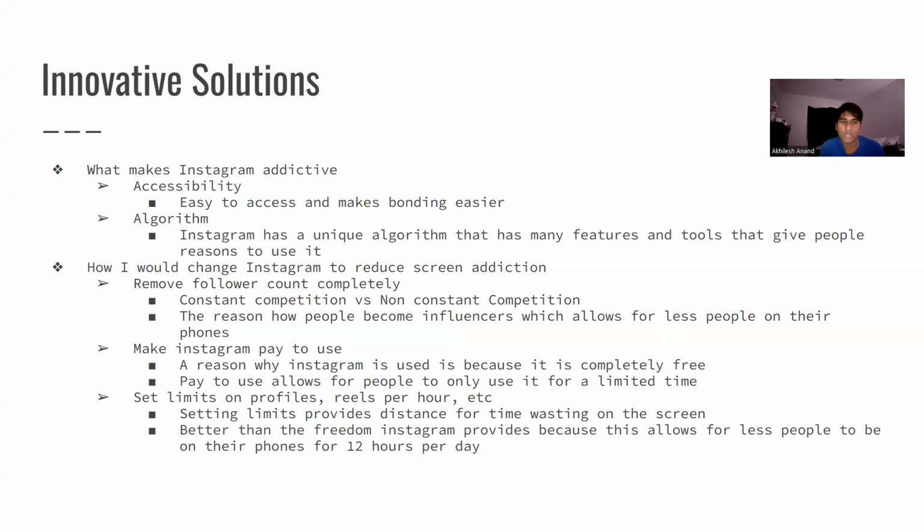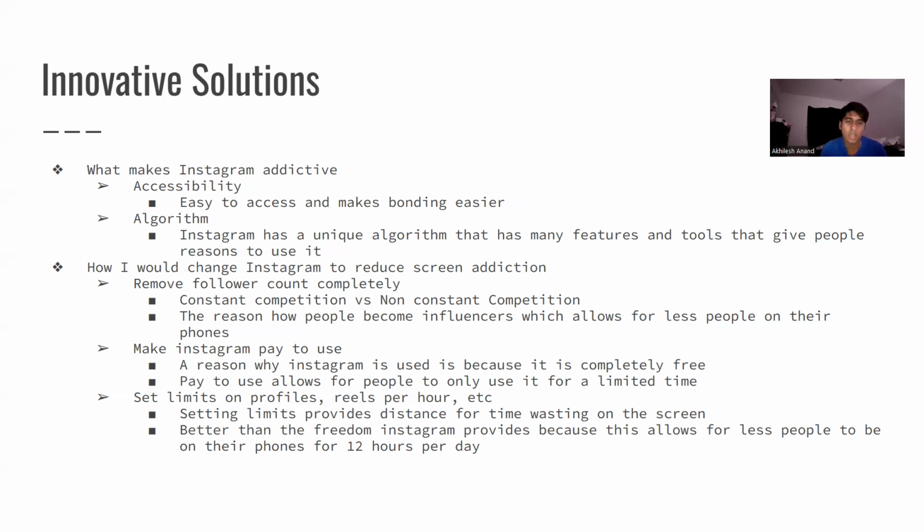Now, how I would use Instagram to reduce screen addiction: I would remove the follower count completely. I feel like having a follower count creates a constant competition, and gives people an incentive to use Instagram to increase their follower count just to become better than other people or to have more credibility on the app. And this is also the reason why influencers are created. A lot of influencers have a lot of followers and a lot of people following their daily lives. And that's primarily because they somehow got popular and were so obsessed with that one number that it allows them to continue being on their phones. And a lot of people started at this age as college students.